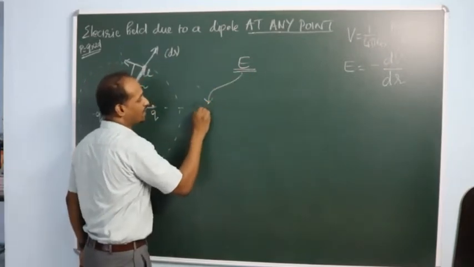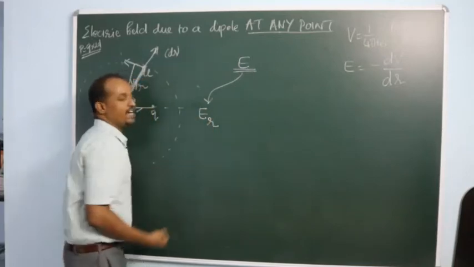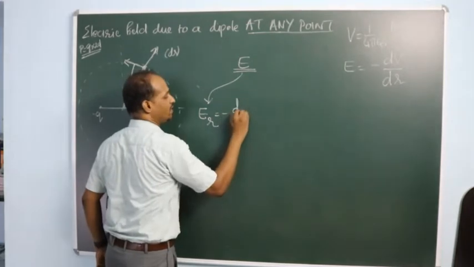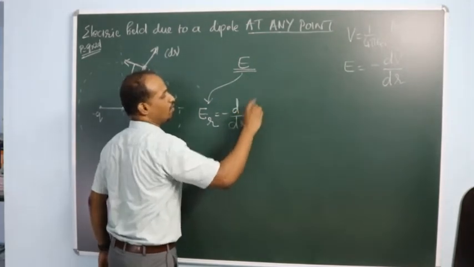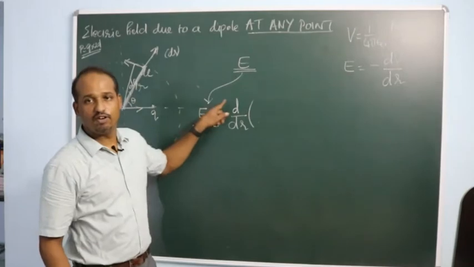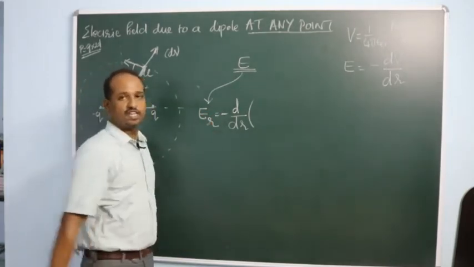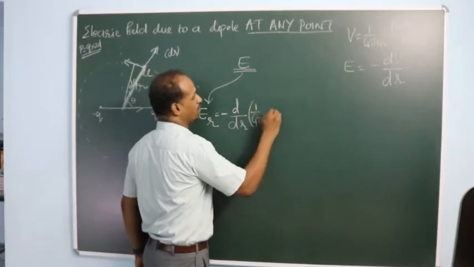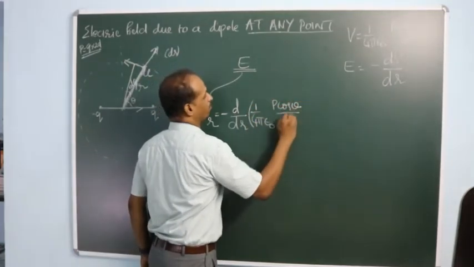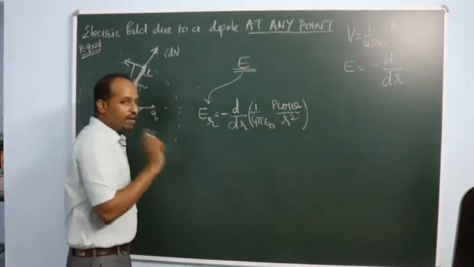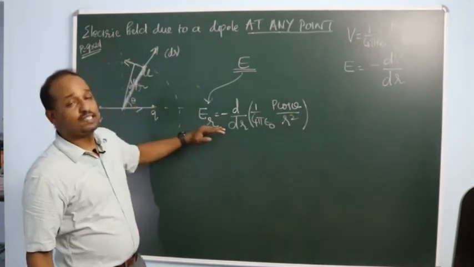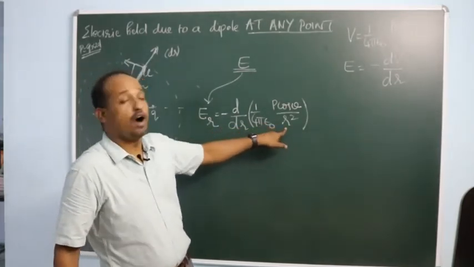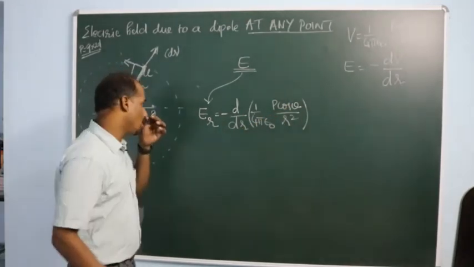One is the electric field due to radial change in distance. Suppose if this increases, this will be equal to minus d by dr of what? Because electric field is equal to minus dV by dr, the potential gradient. What is V here? 1 by 4 pi epsilon naught P cos theta by r square. Whenever you do this differentiation, this is actually a partial differentiation. Whenever you differentiate with respect to r, everything else has to be considered as a constant.